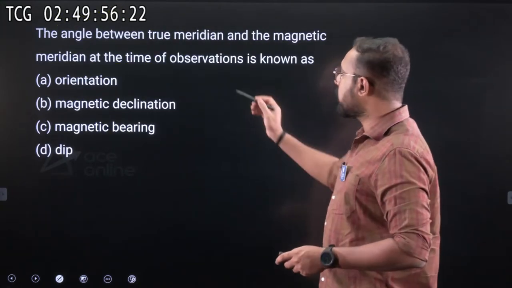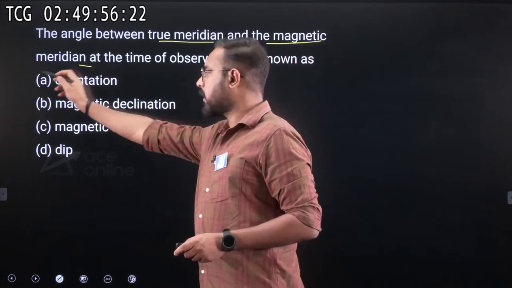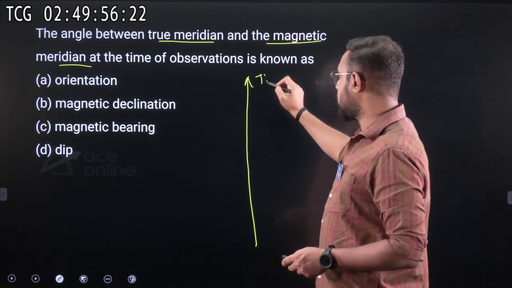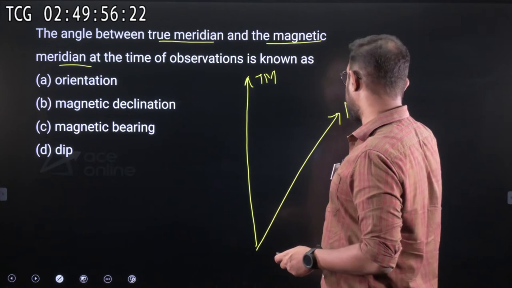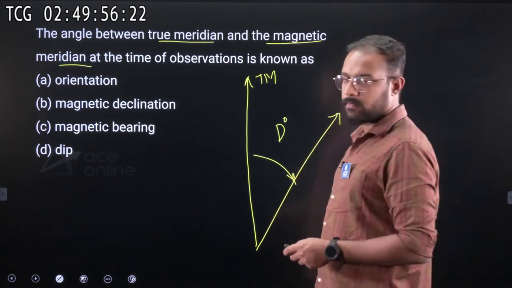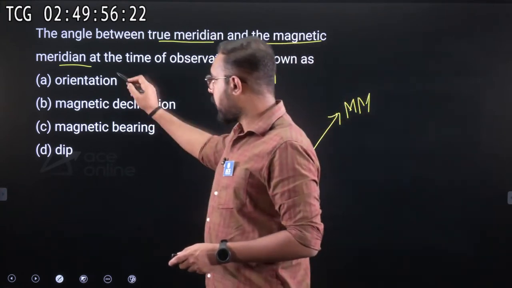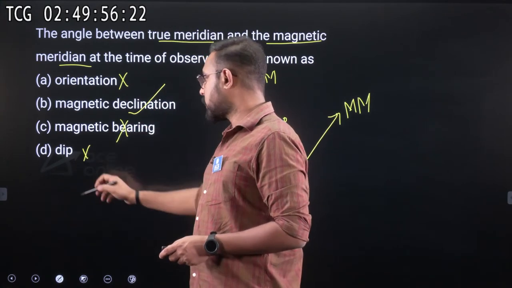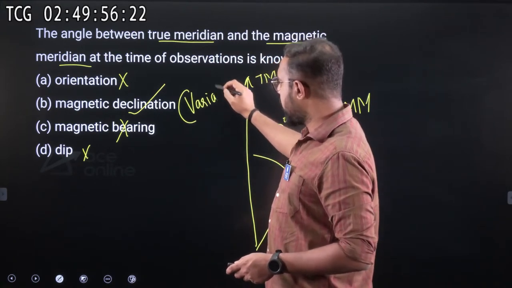The angle between the true meridian and the magnetic meridian at a place is what? Here we have the true meridian, here we have the magnetic meridian. The angle between them is what we call declination. Declination is also known by another name, that is variation. Magnetic declination is correct; magnetic bearing is wrong, dip is also wrong. This declination is also known by another name: variation.